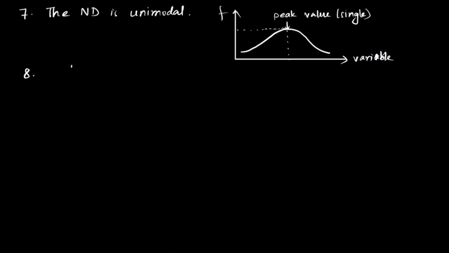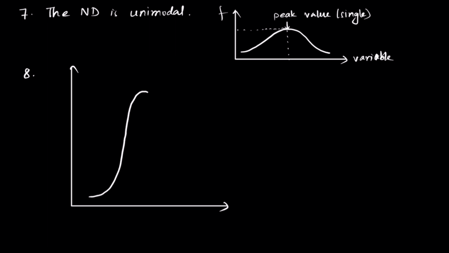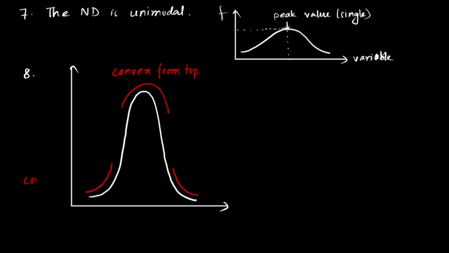Property number 8. So this is the curve for normal distribution. And if you look at this curve closely, you can see that on top it is convex. So the distribution is convex from top, but then it is concave on side. The distribution is concave on side.